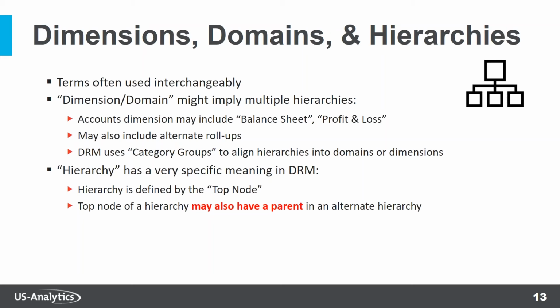So it's just some basic jargon for you. In hierarchy, to DRM, it really is kind of defined by the top node. The top node of a hierarchy can be apparent in an alternate view, but primarily it's what dictates what's going to fall underneath that. And the reason why is because children always follow their parents. So a hierarchy is typically defined by the top node.